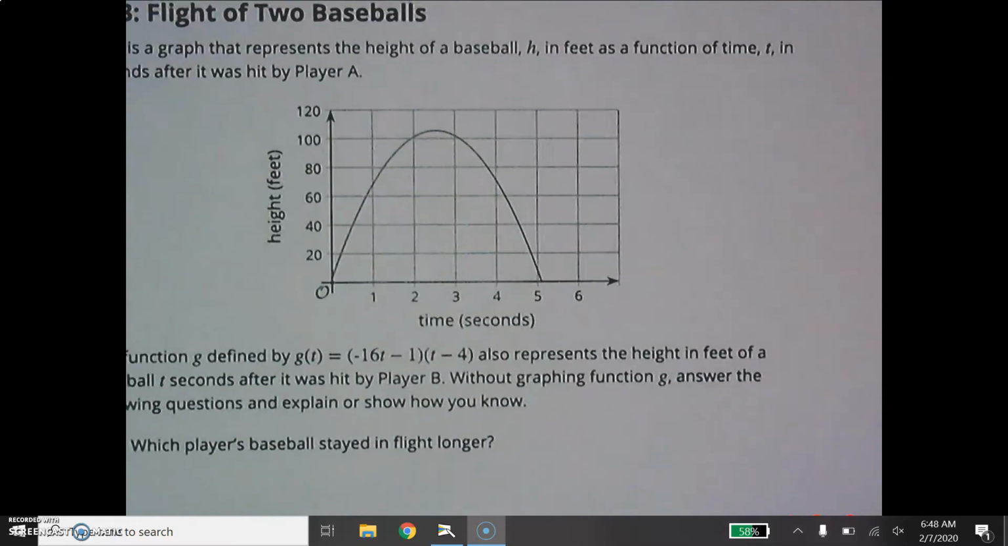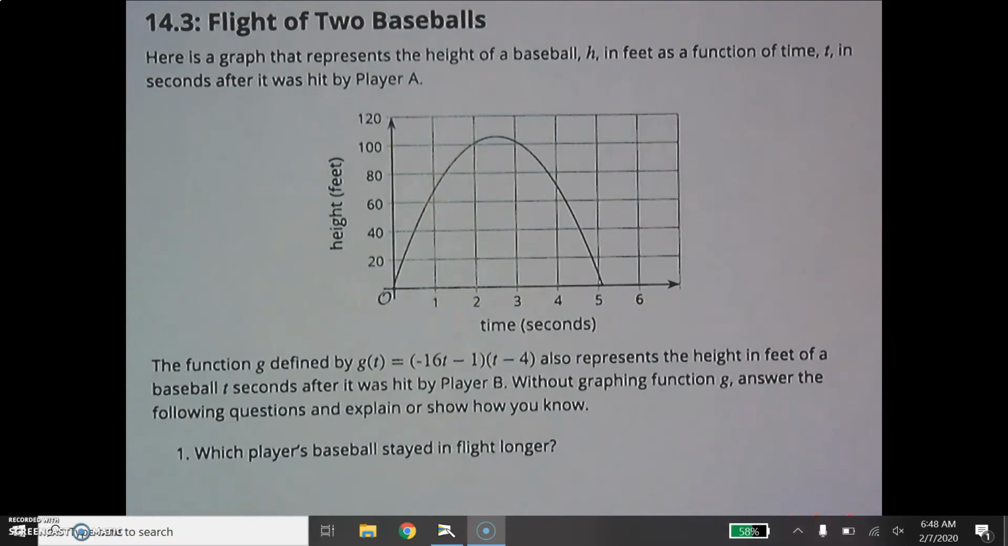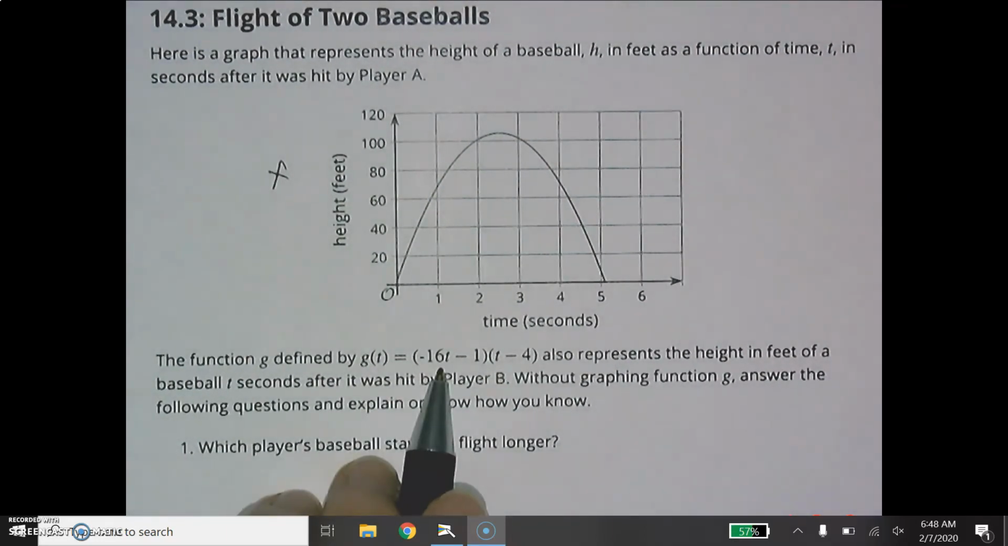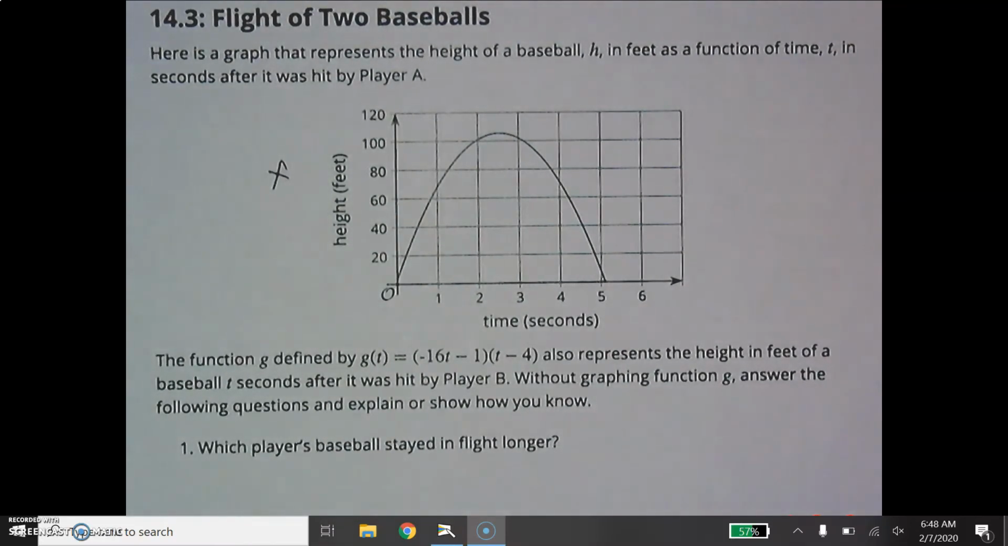All right. Last piece of information that we're going to deal with says the flight of 2 baseballs. So here's the graph that represents the height of baseball h in feet as a function of time t in seconds after it was hit by player A. So this is all player A's information. So we're going to call this function f. Okay. The function g, defined by g of t equals the quantity negative 16t minus 1 times the quantity t minus 4, also represents the height in feet of a baseball t seconds after it was hit by player B. Without graphing g, answer the following questions and explain or show how you know.